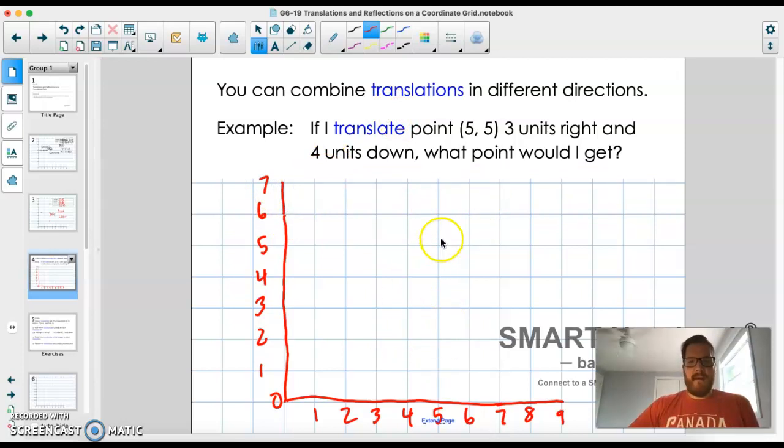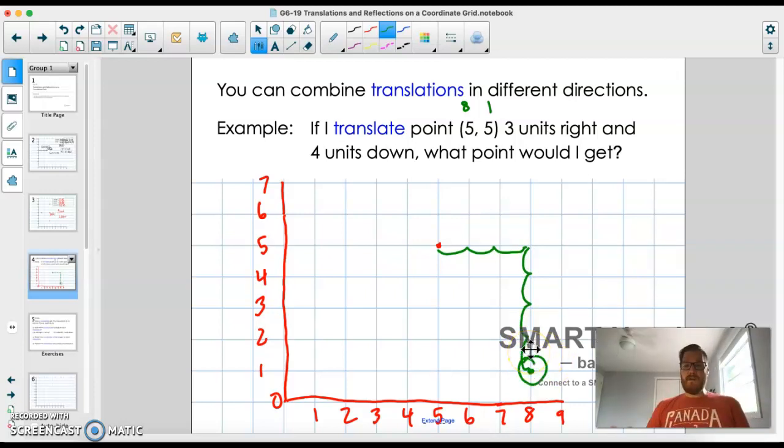Okay, so if I have 5, 5, which would be right here, I'll change my color for a second, and I go 3 units right and 4 units down. That means the first unit's going right, so this is going to increase by 3, so that should bring me to 8, right? And I can count that out: 1, 2, 3, so that brings me over to 8. And I go 4 units down, which means this is going to decrease by 4, so that should go to 1. So I can test that one out: 1, 2, 3, 4. So this is my new point right here.